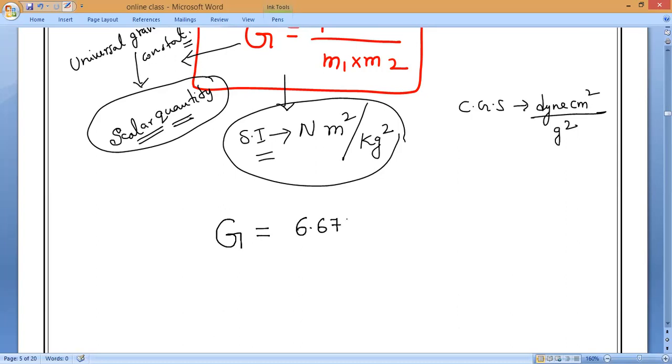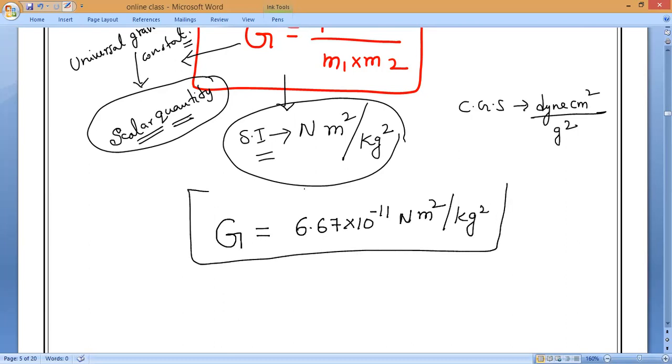6.67 into 10 power minus 11. Newton meter square per kilogram square. If you are saying it, why can't you remember that? So this value remains constant.